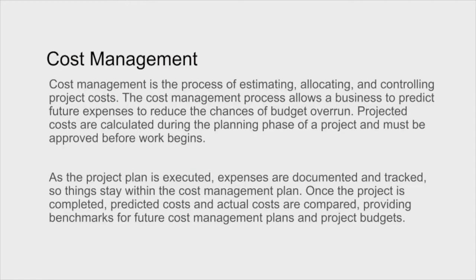Cost management is really a process of estimating, allocating, and then controlling project costs. So the cost management process really allows the business to predict what the expenses are going to be and reduce the chances of overruns or potential problems resulting from overspending. Projected costs are calculated during the planning phase of the project, and they must be approved before the work begins. Again, someone's responsible for how much this project is going to cost.